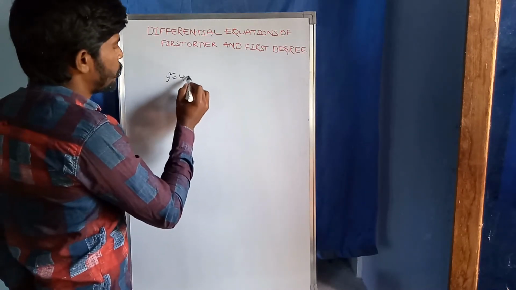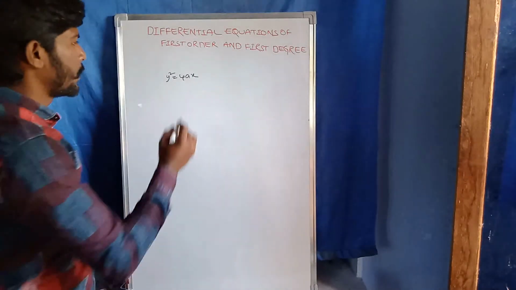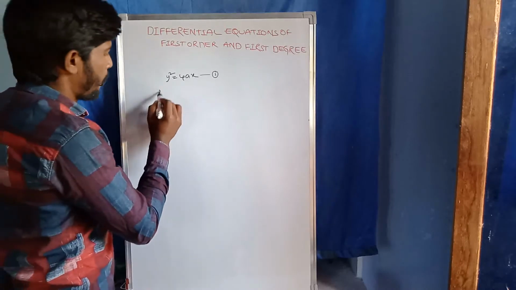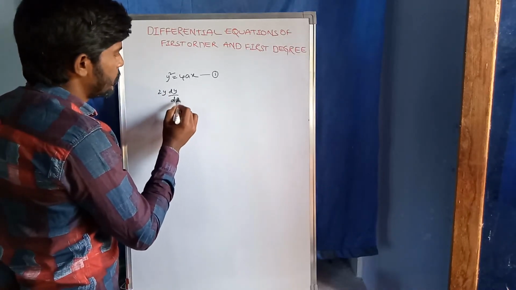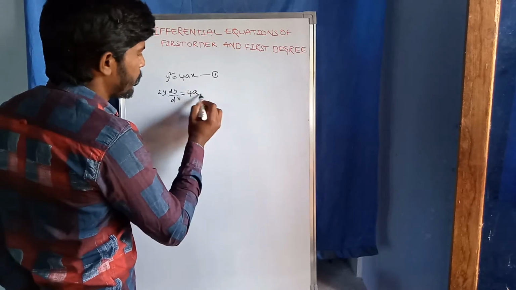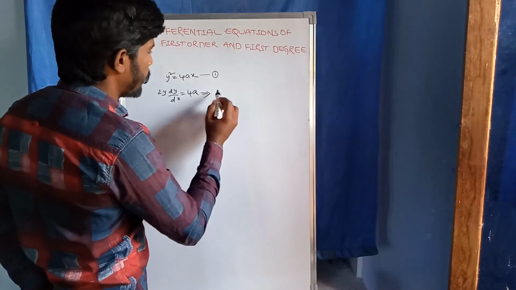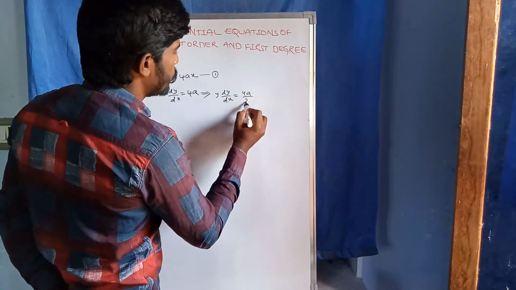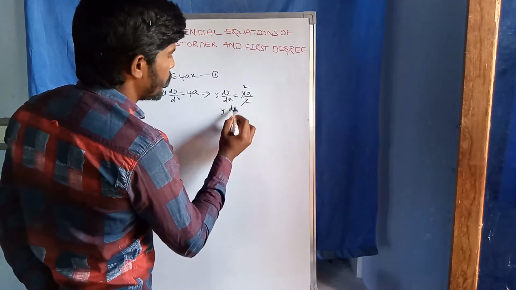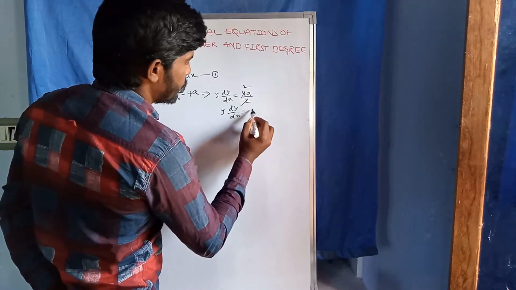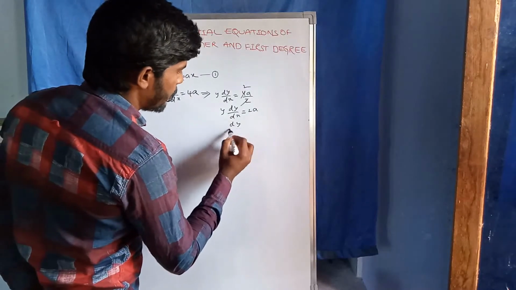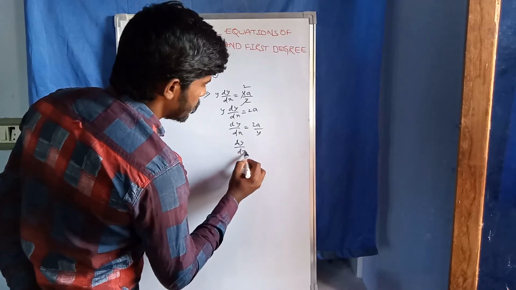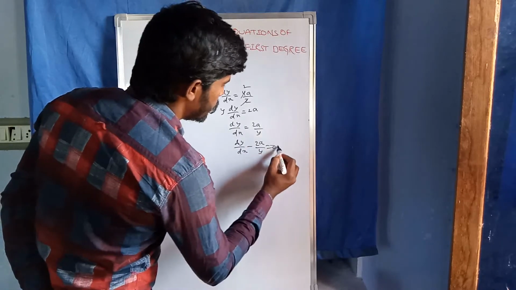So next, for example, y square is equal to 4ax. Now differentiate with respect to x on both sides. 2y dy by dx is equal to 4a. That implies y into dy by dx is equal to 4a by 2, that is, y into dy by dx is equal to 2a. Now dy by dx is equal to 2a by y. Now dy by dx minus 2a by y is equal to 0. This is the differential equation.